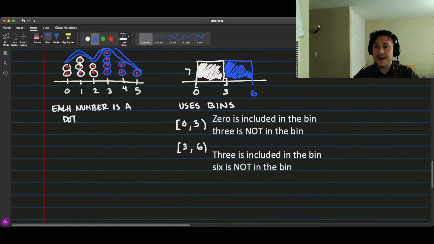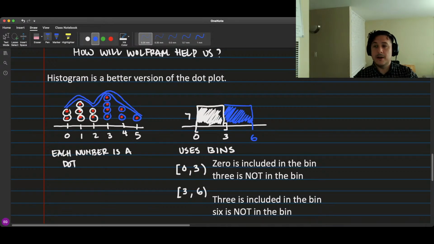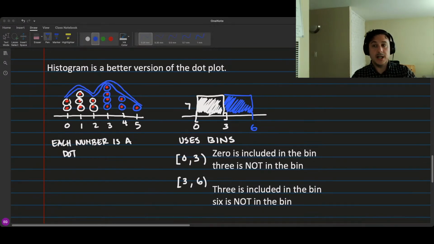Okay, so we talked about that, and then we finished with talking about a histogram, which was another way of displaying the information. Okay, now with the dot plot, you have a dot for each number. What was different for the histogram? Let's see what people can recall. Like, what was different about it?